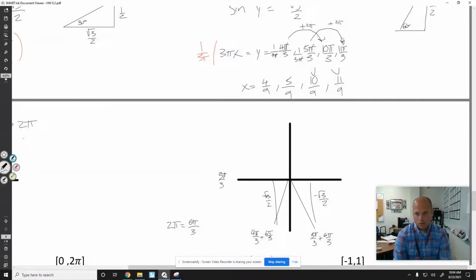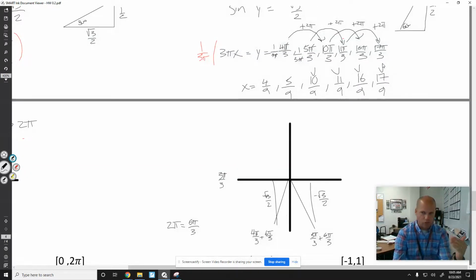I'm not sure. Let's take 10 pi over 3, add 2 pi to that. So, adding 6 pi gives me 16 pi over 3. 16 pi over 3 divided by 3 pi. 16 over 9. Is that between 0 and 2? Yep. Add 2 pi to 11 pi over 3. That's adding 6 pi over 3. That's 17 pi over 3. Divide that by 3 pi. 17/9. That's good.